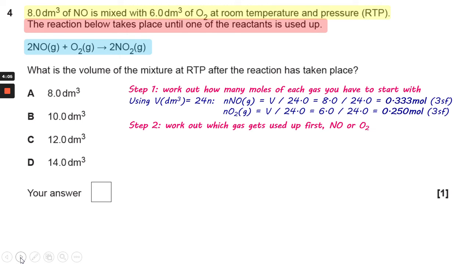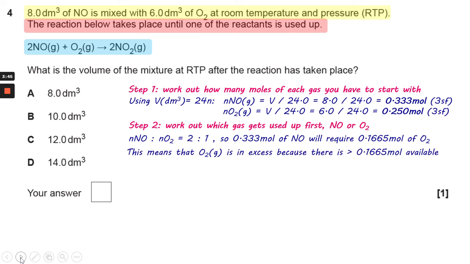So looking at the balanced equation, the number of moles of NO to the number of moles of O2 is 2 to 1. So 0.333 moles of NO will require 0.1665 moles of O2. This means that the O2 is in excess because there's greater than that number of moles available. You can see quite clearly we've already worked out that there's 0.250 moles of oxygen available.